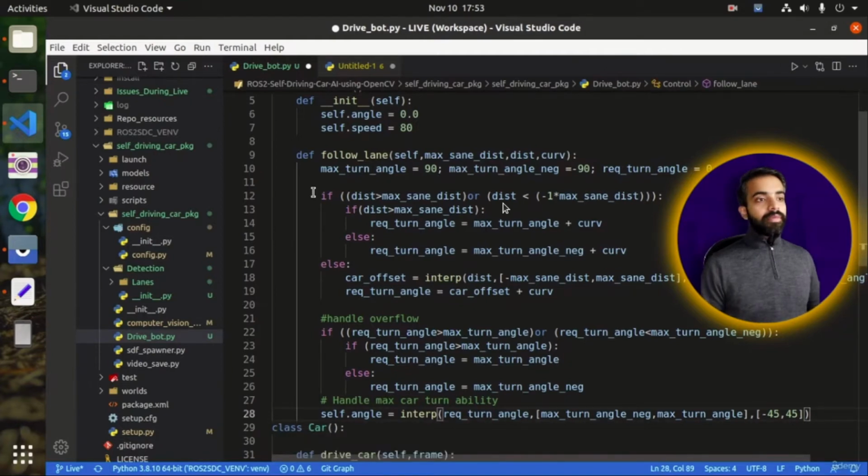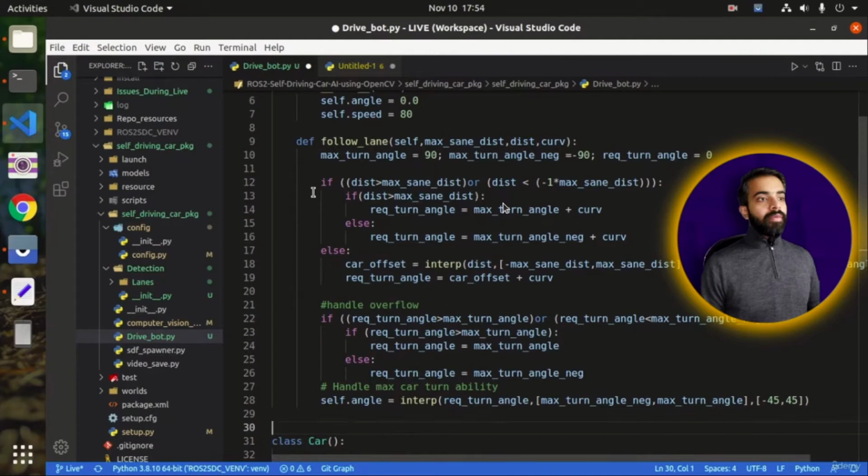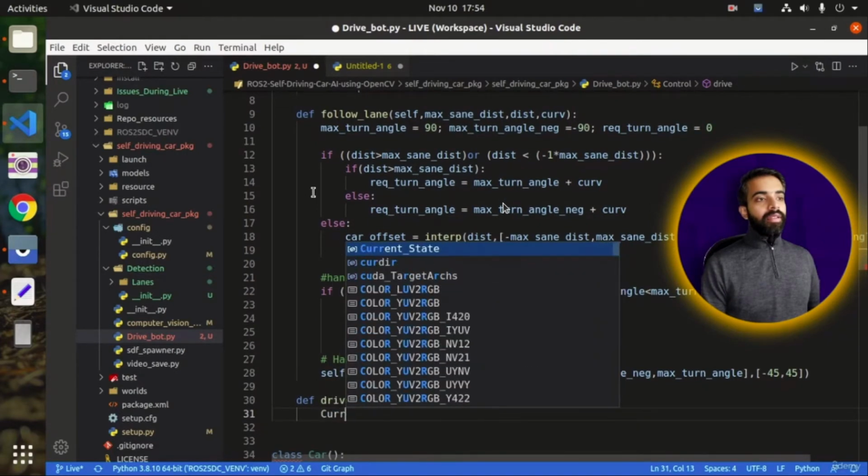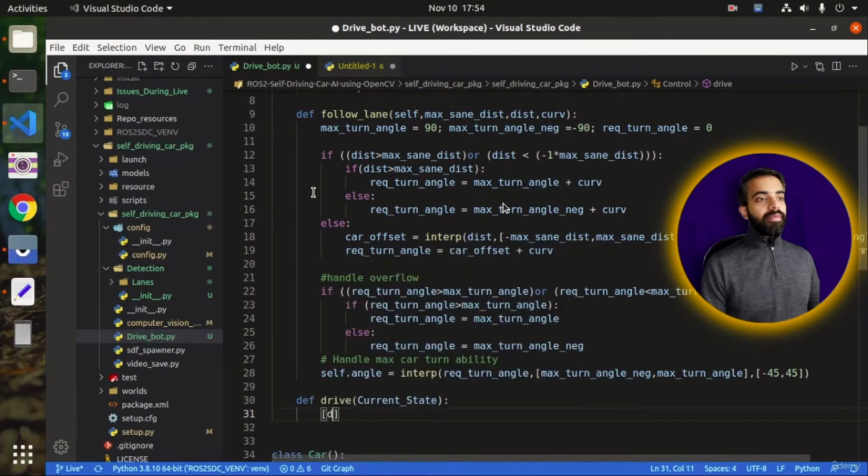So let's create that. Inside this particular class, we create a new function that is define drive. Now, this takes in the argument of current state. This particular function will be called from outside or from another class, that is the car class. It will take in the current state of the car as its argument, which, if we unpack it, will basically be the distance, the curvature, and the image.